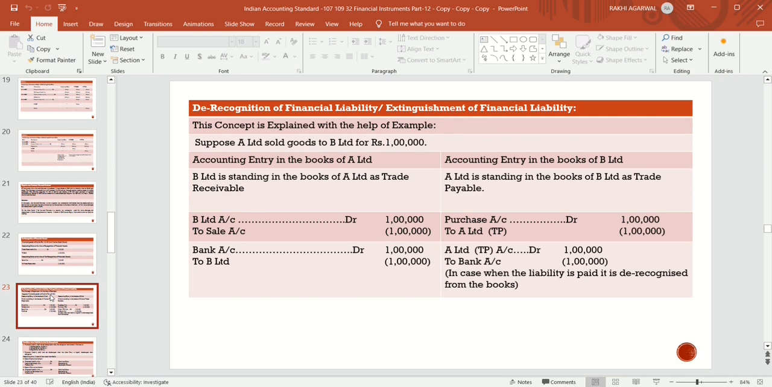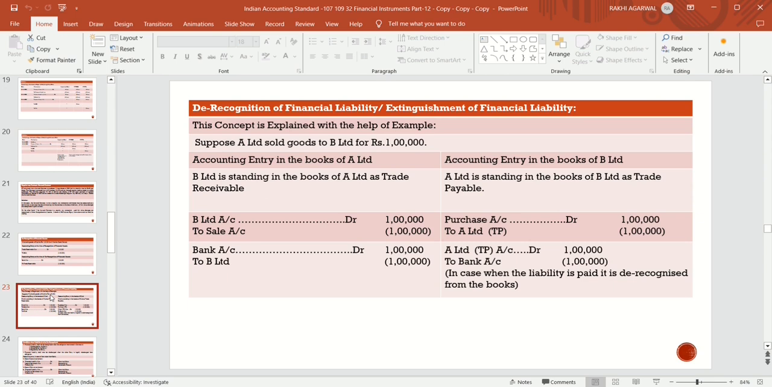This we have discussed about the de-recognition of financial asset. Now we are discussing the de-recognition of financial liability and extinguishment of financial liability. This concept is explained with the help of an example. Suppose A Limited sold goods to B Limited for rupees 1 lakh. Accounting entry in the books of A Limited: B Limited is standing in the books of A Limited as trade receivable, because A Limited has sold goods to B Limited.